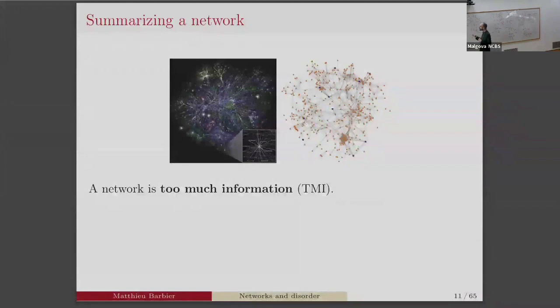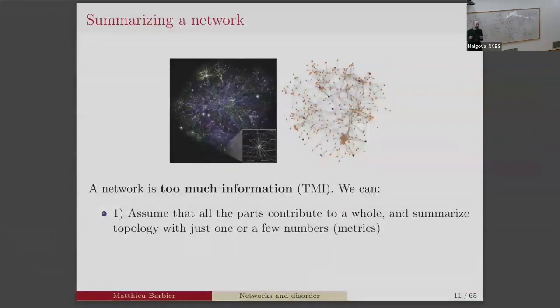The problem with a network is too much information. You cannot just look at the matrix of numbers or the adjacency graph of this thing and say, okay, I understand what's happening. So there are at least a few ways of simplifying this information. One way that is very intuitive for physicists is to say somehow all the parts contribute to a collective whole, and we can summarize this whole by some network-wide metrics.